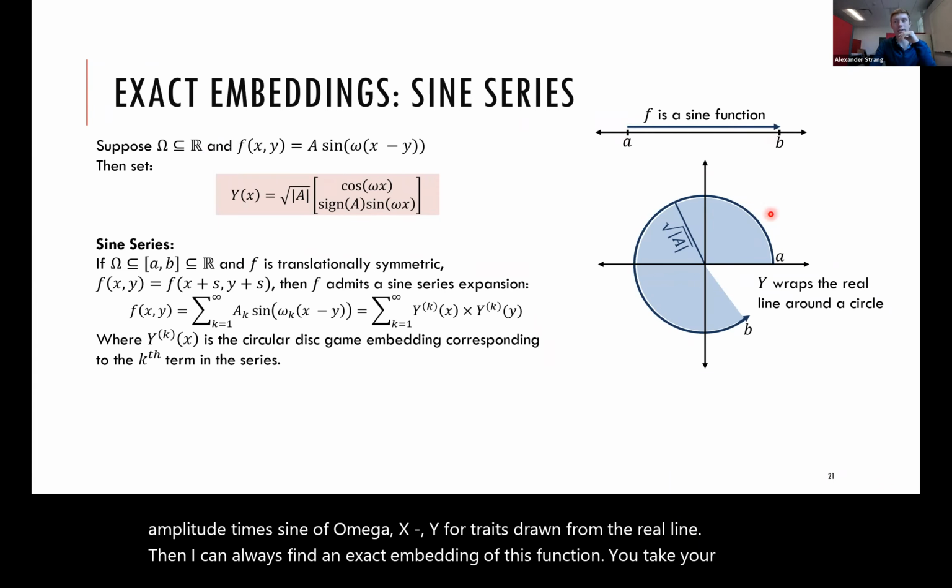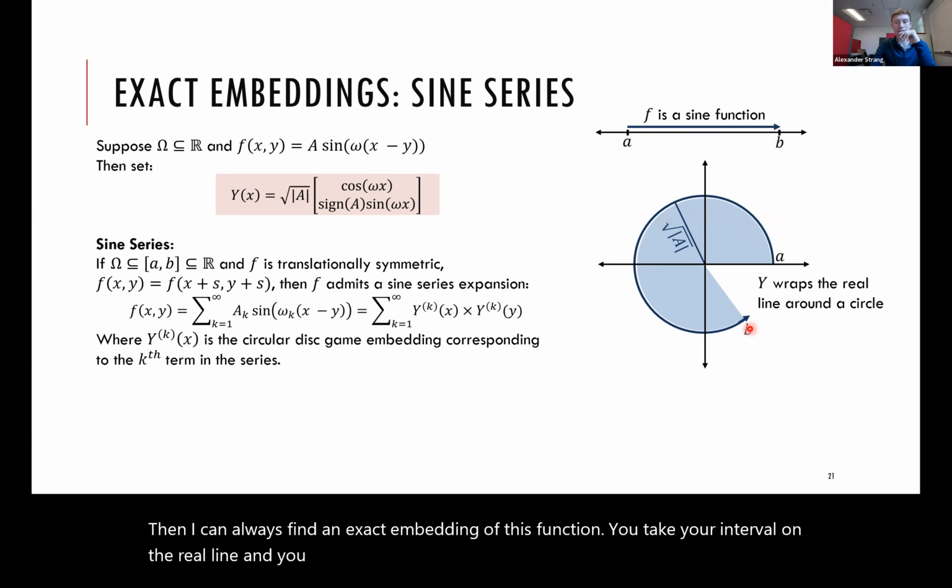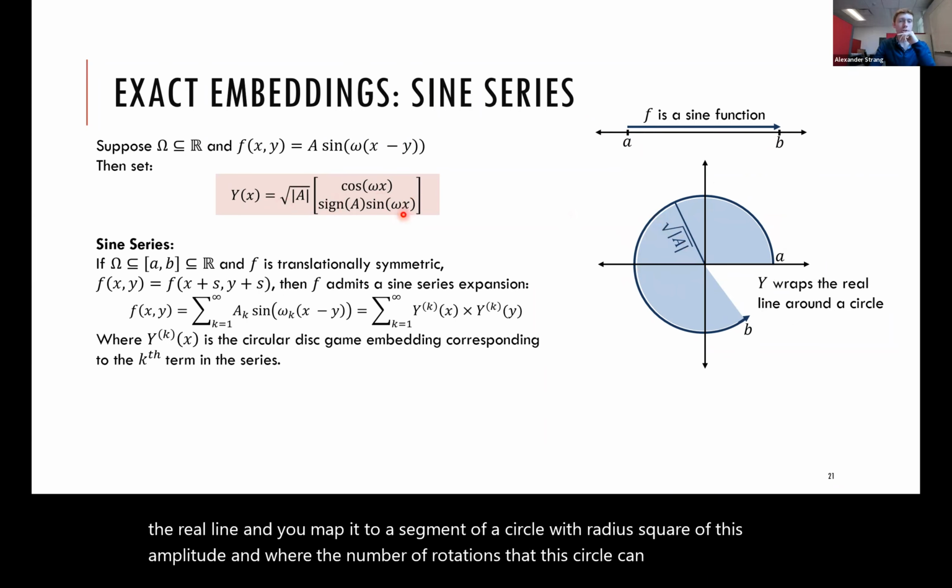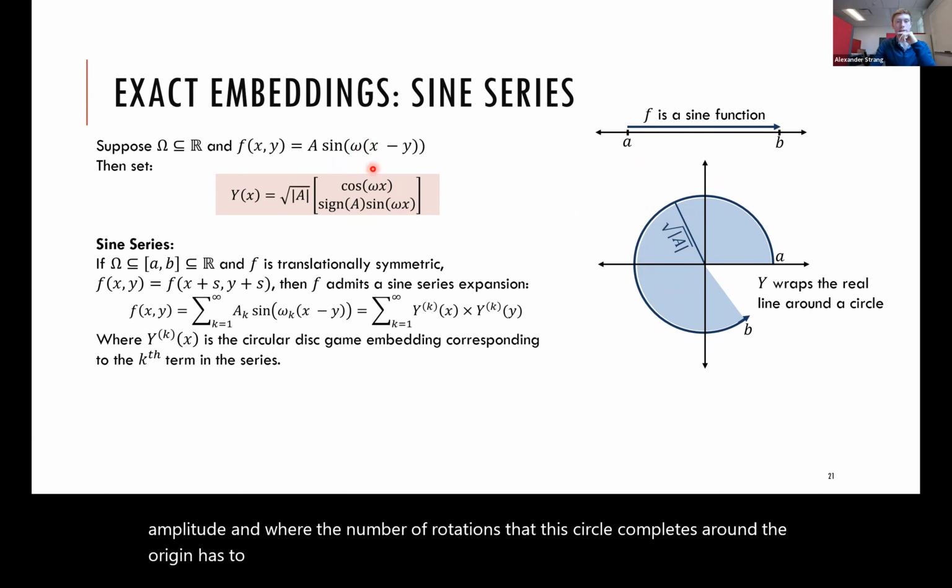You take your interval on the real line and you map it to a segment of a circle with radius square root of this amplitude, and where the number of rotations that this circle completes around the origin has to do with the size of this frequency omega.